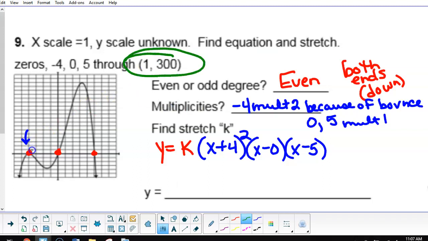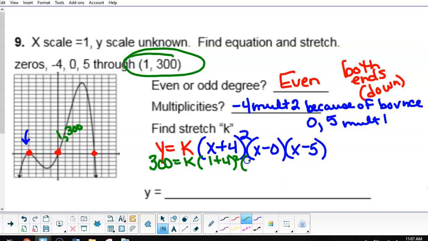See, we knew the scale of the x's was 1, but the y scale is unknown. Somehow at 1, it is up at 300 here. So the scale it's counting by is very big here. But what do we do with that again? We plug 300 in for y, and all of the x's become 1.